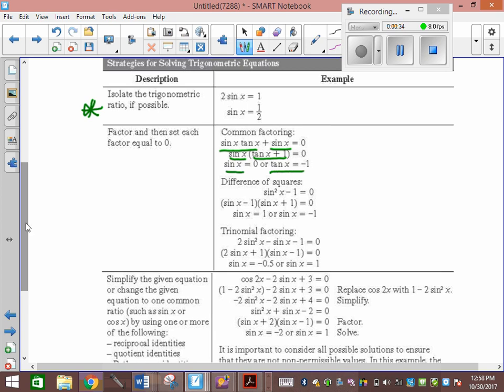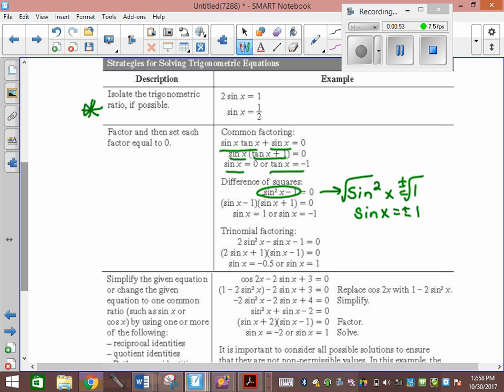The other ones we've dealt with were difference of squares. So we did it as a difference of squares, or we went sine squared x equals 1, square rooted, and when we took the square root, we made sure to take the plus or minus. So if you forgot to do difference of squares, it was fine, because you still got all 4 answers, plus or minus 1. And then you solved that.